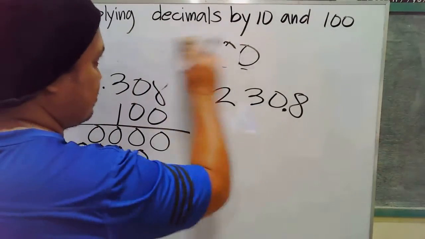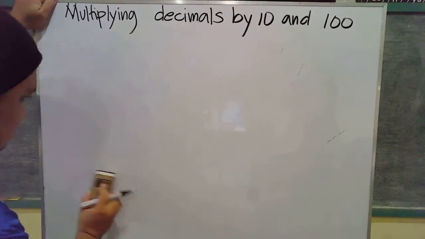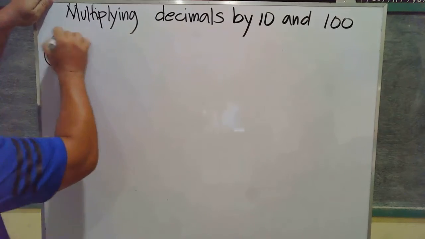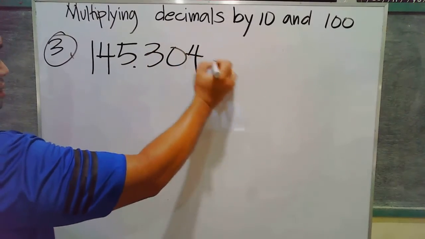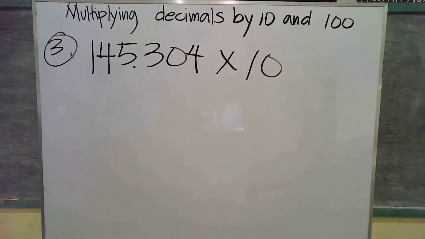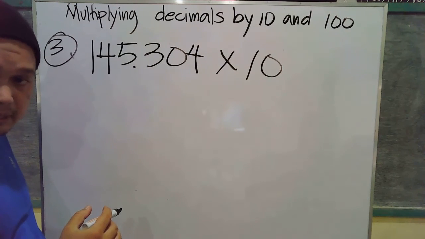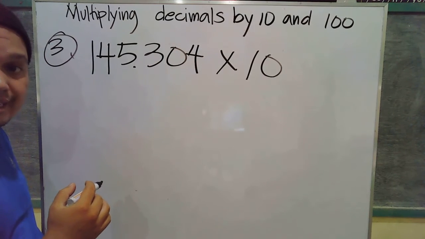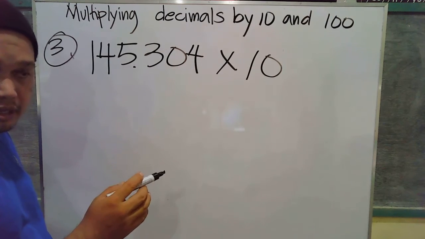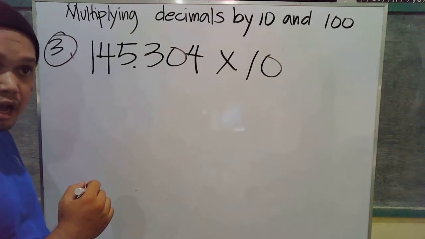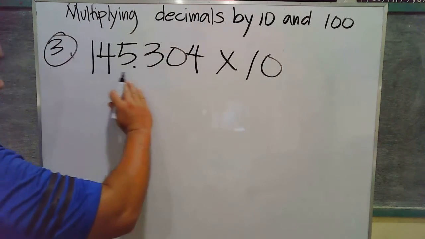Example number 3. Then we have 145.304 times 10. Okay? So in this case, no need to use the long method. You can use the shortcut method. How? By just transferring the decimal point to the right, depending on how many zeros our multiplier has. Okay? So how to answer this? Just copy this.